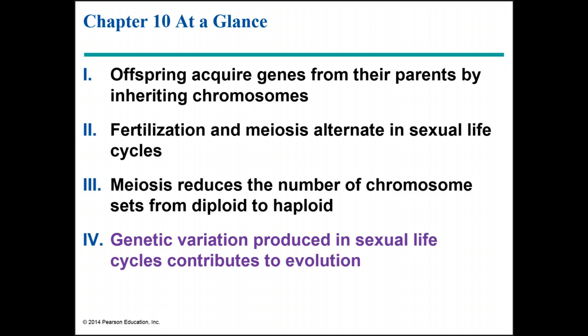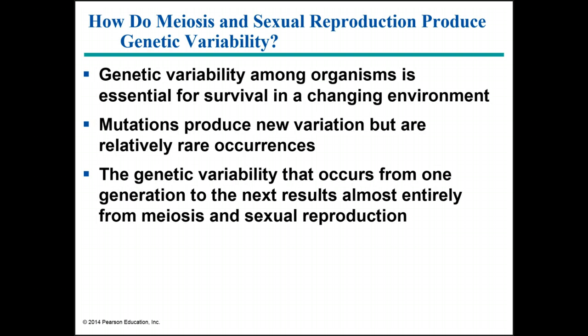Now we will finish up with our last topic or concept for chapter 10. Genetic variation produced in sexual life cycles contributes to evolution. Genetic variability among organisms is essential for survival in a changing environment. Mutations produce a new variation but are relatively rare occurrences. The genetic variability that occurs from one generation to the next results almost entirely from meiosis and sexual reproduction.